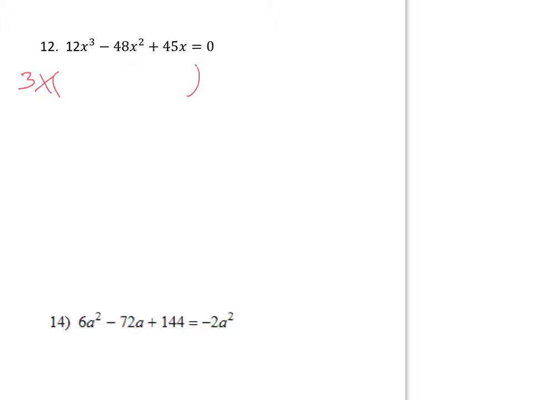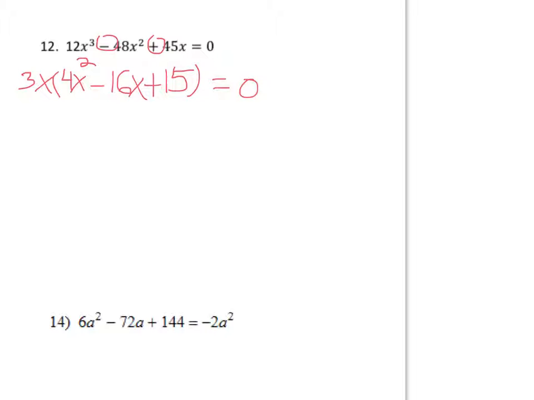I'm going to put my parentheses. Okay, I'm going to line up the minus, line up the plus. Right, and let's see here, 3 goes into 12, 4 times? I'm going to have 4x squared. Let's see here, 3x goes into 48x squared, I believe it's 16x? So that becomes minus 16x. And this 3x goes into 45x, so it's 15 times? So that's plus 15.